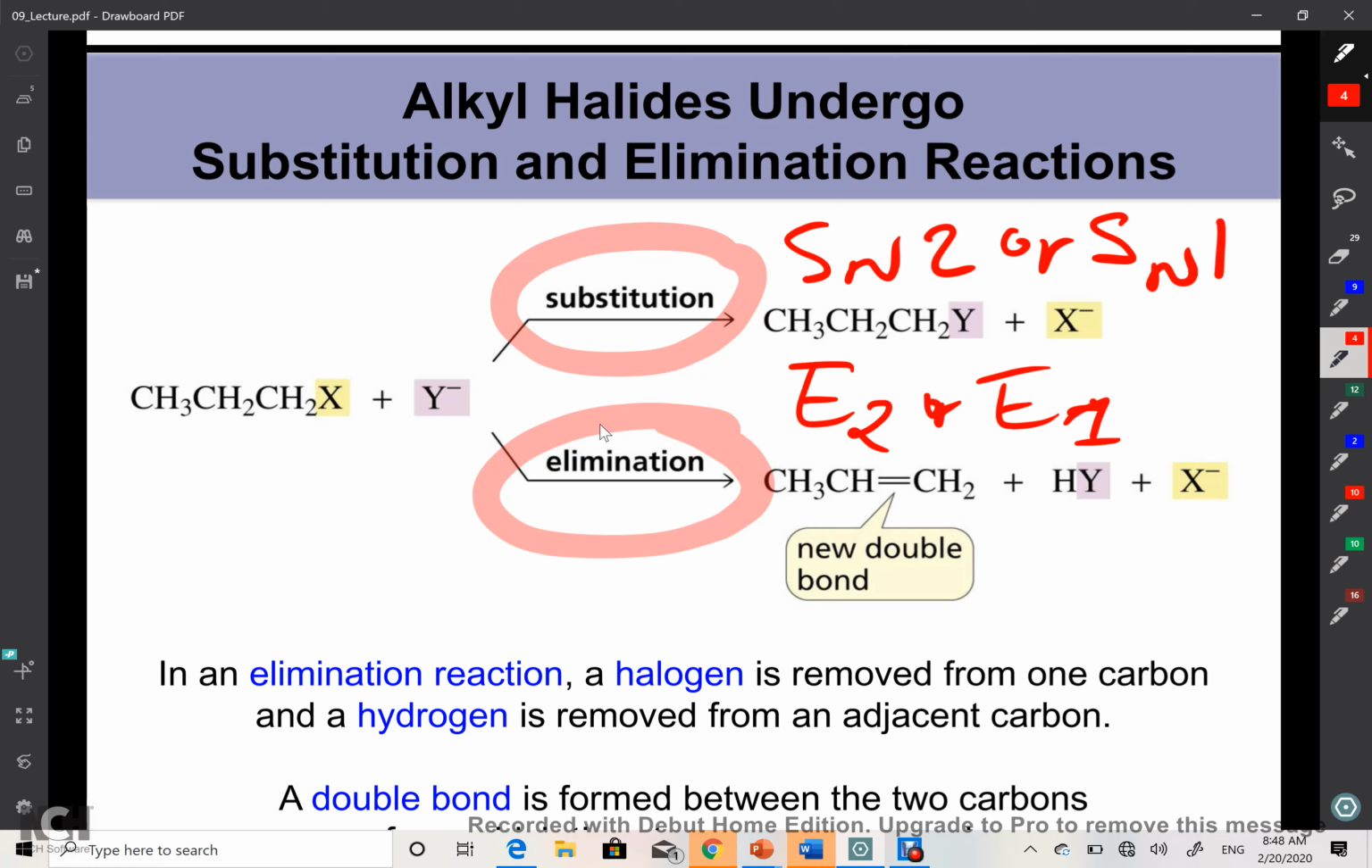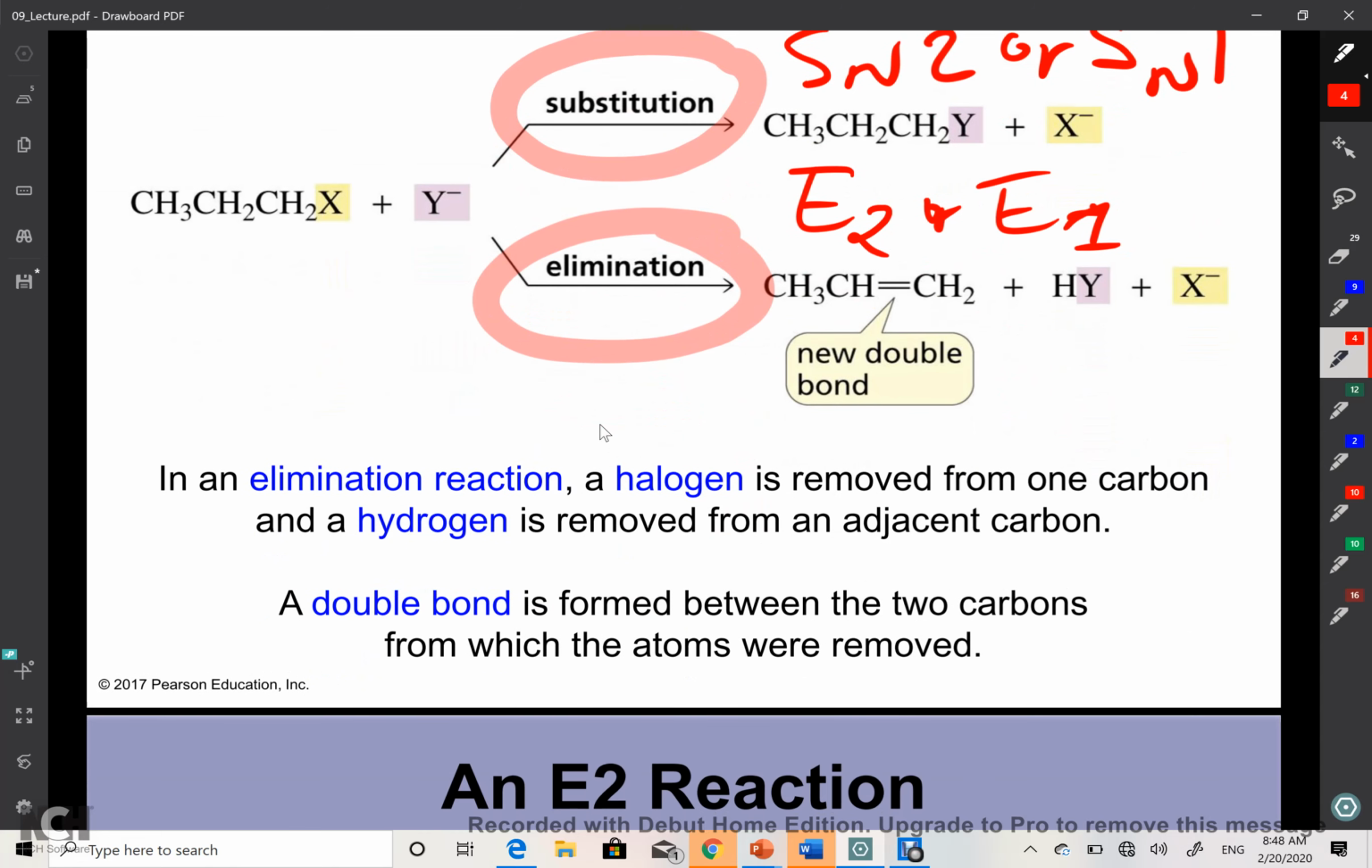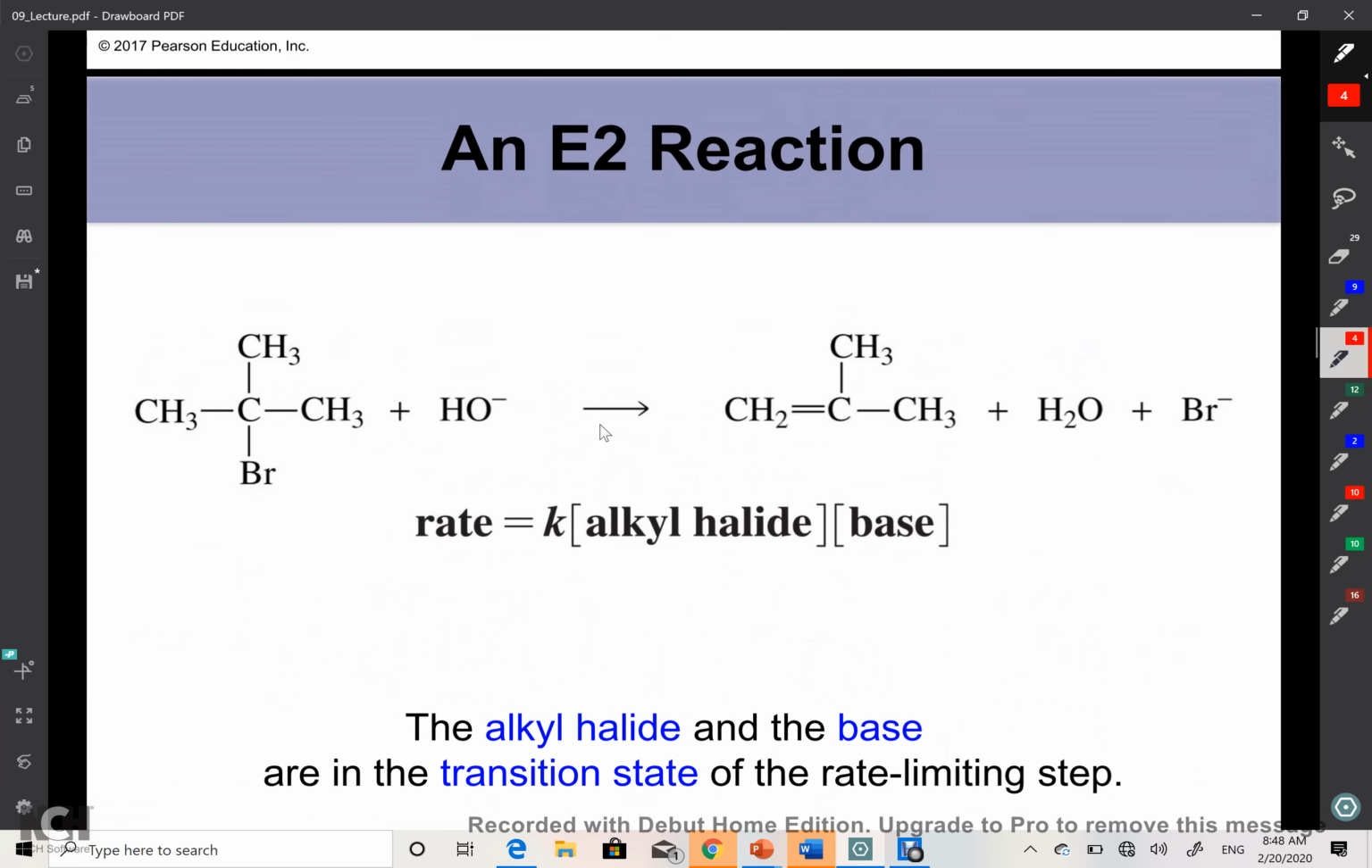Yes. That will be our job. Our job is to play the referee, okay? That will be our job, to determine the conditions for those competitions. So, just like I said, the E2 is very similar to the SN2.